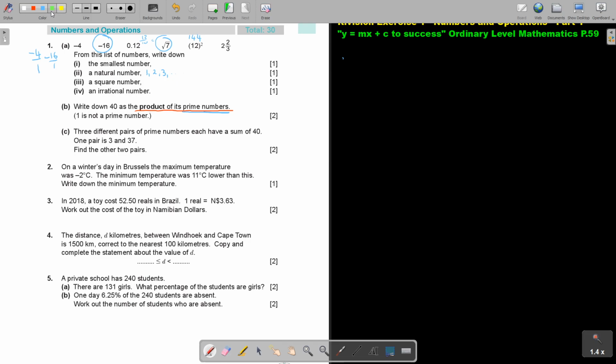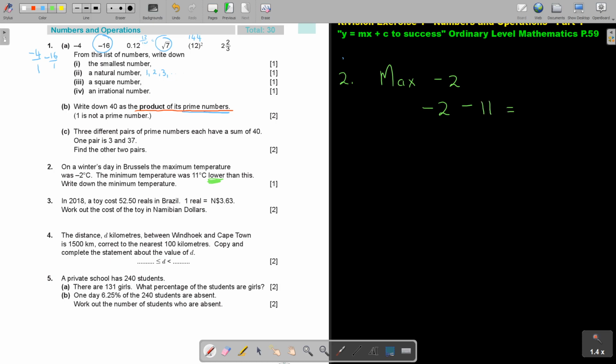Okay, so if I look at number 2, on a winter's day in Brussels, the maximum temperature was -2. Wow, very cold. That's maximum. The minimum temperature was 11 degrees lower. Do you see what that means? It means down. So it was -2 and I subtract 11. Okay, and that's all there.